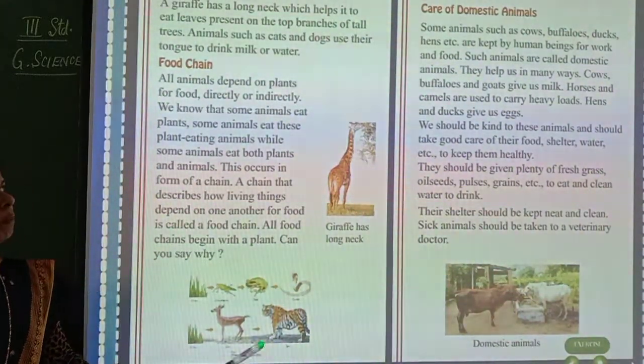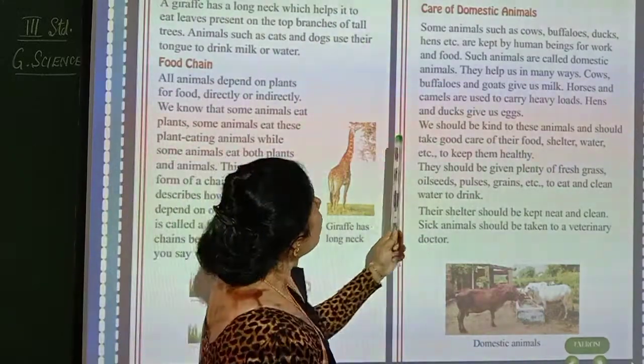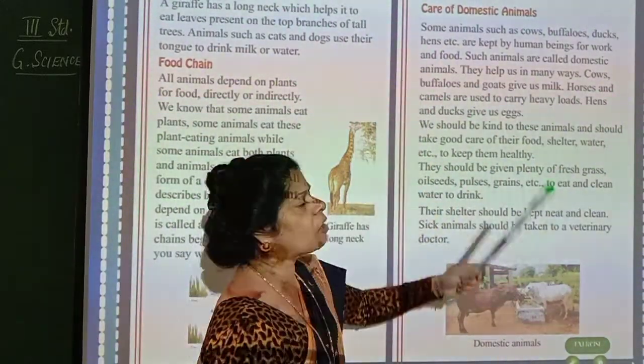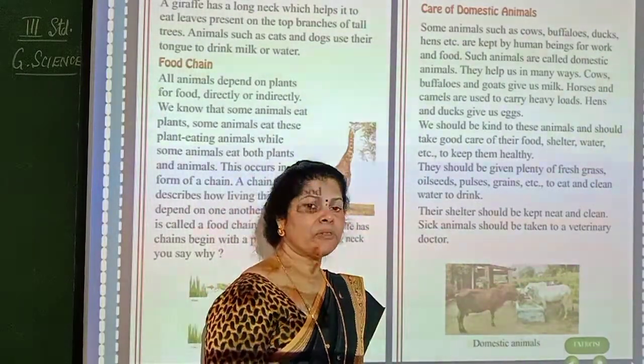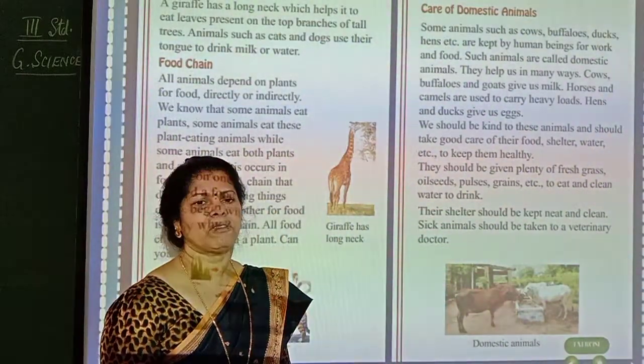Have you understood? Now let us go for the next one. Care of domestic animals. What are domestic animals? Animals which you take care of, which live along with you.